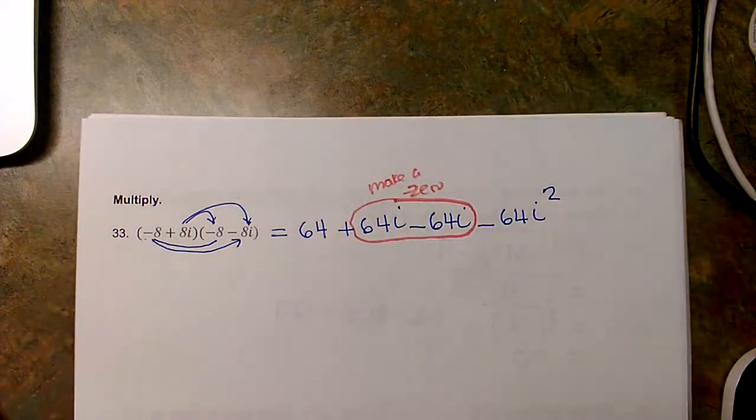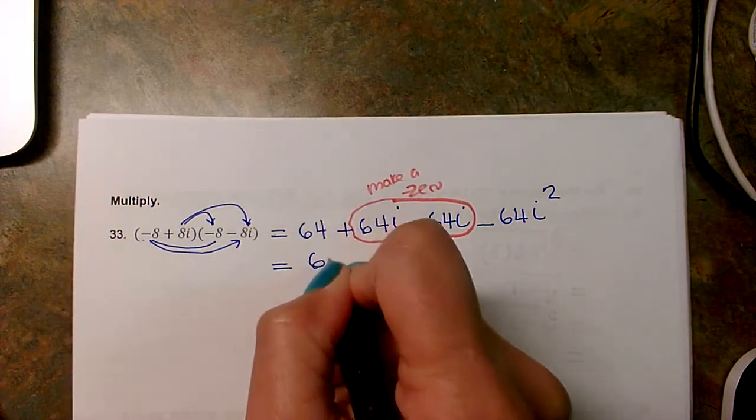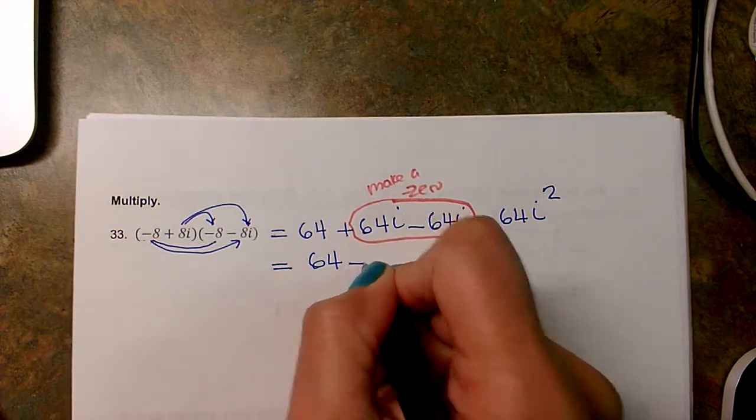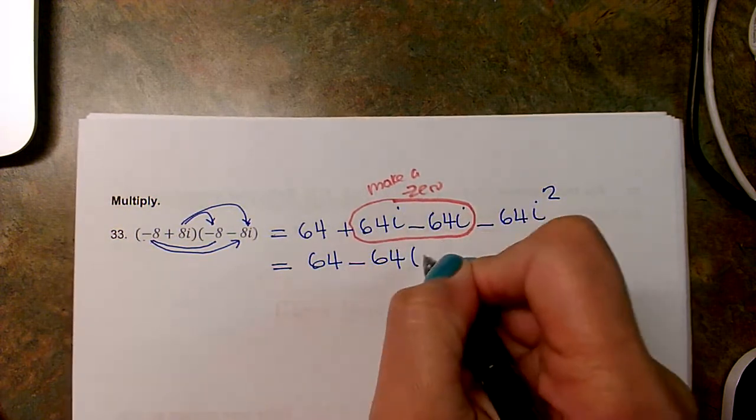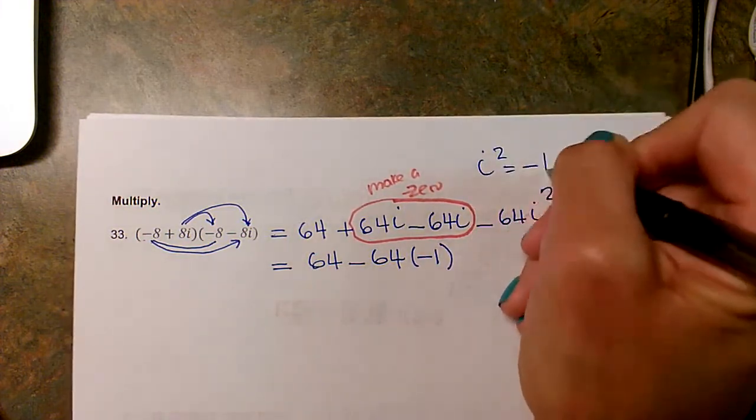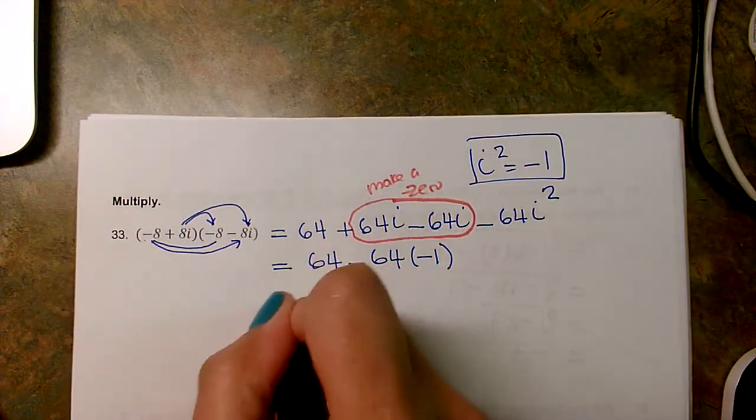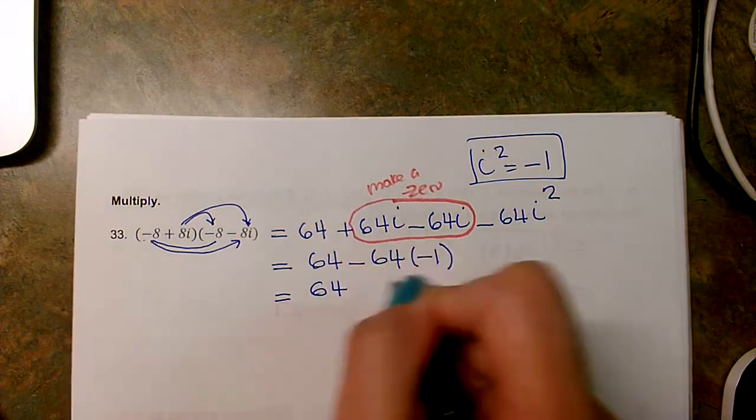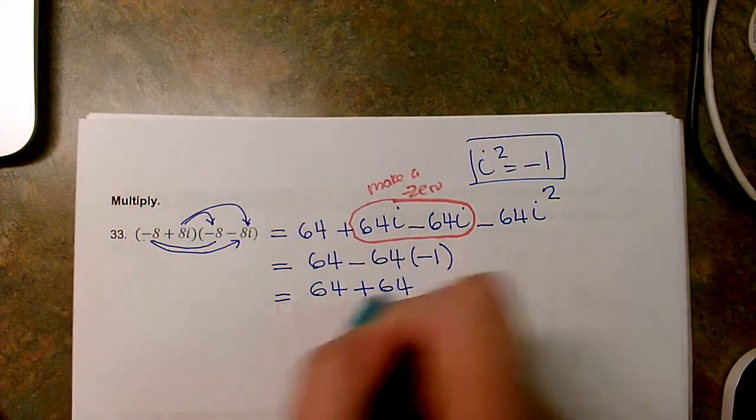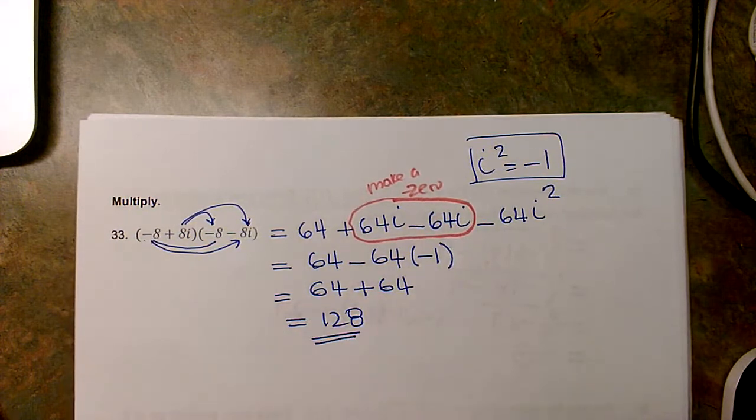Make a 0. And we have 64 minus 64 times what? Negative 1. Don't forget. So this is going to be 64 plus 64, 128. Not bad, huh?